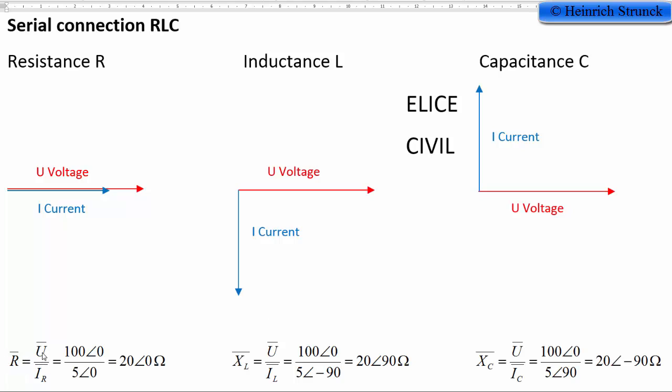For the resistor there is no phase shift between the voltage and the current, and up here we can see that the voltage is at 0 degrees, and here we also have the current at 0 degrees. So for example, if we have a voltage of 100 volts and a current of 5 amps, we have a resistance of 20 ohms, and it has an angle of 0 degrees.